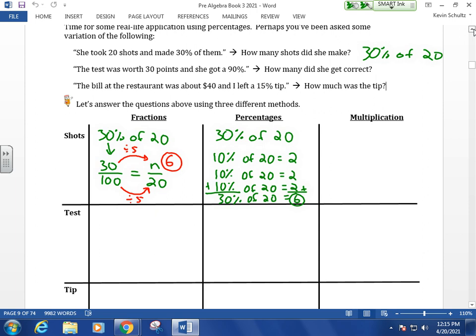But let's go on to the test. The test was worth 30 points and she got a 90%. How many did she get correct? We're looking for here, what is 90% of 30? So using the fraction method, if we want to know what 90% of 30 is, we're going to write 90% in fraction form.